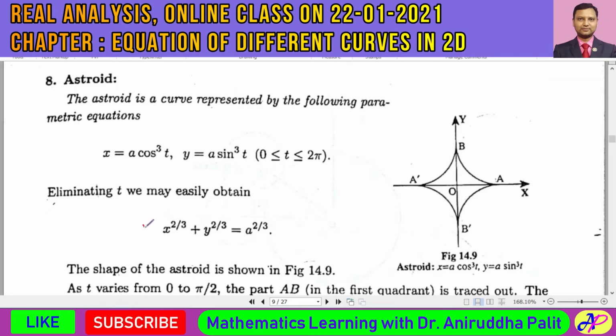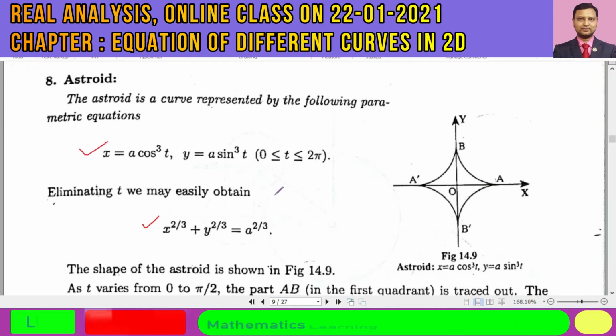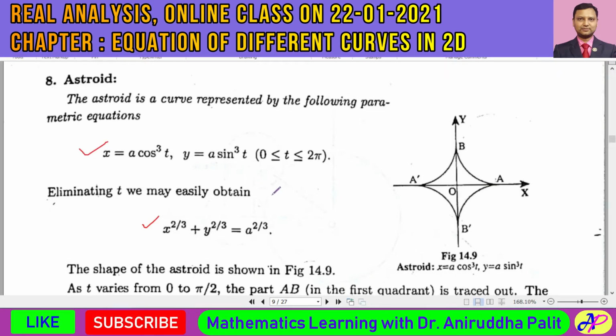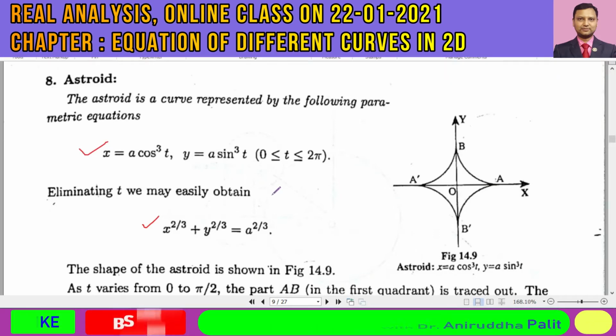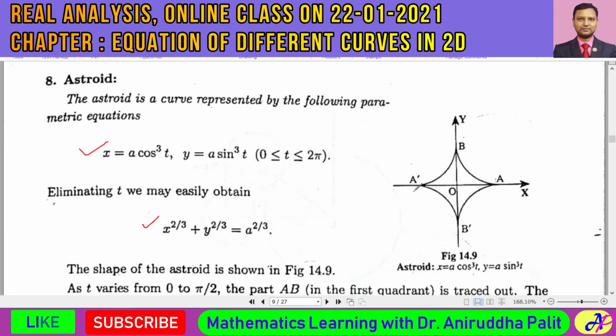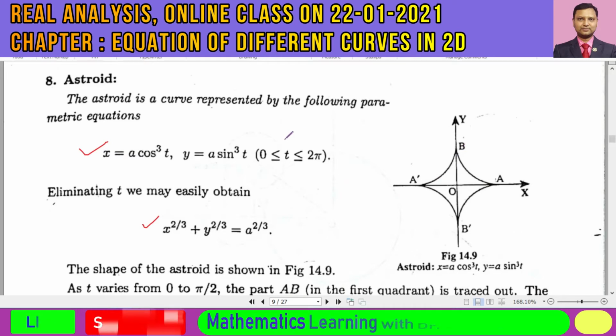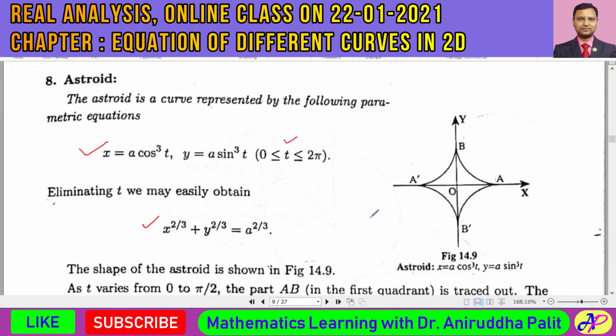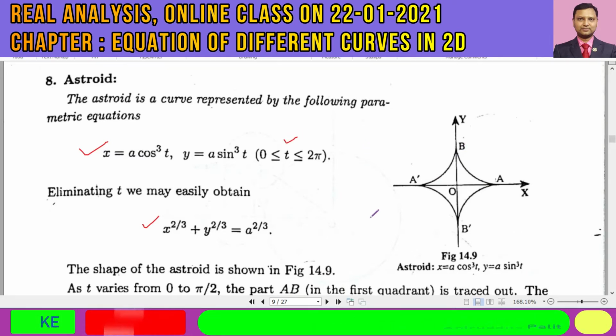X to the power of 2/3 plus y to the power of 2/3 is equal to a to the power of 2/3, the Cartesian form. And the parametric form is x equals a cos cube t, and y equals a sine cube t. And in order to get the total asteroid, the range of t would be from 0 to 2π. Got it?